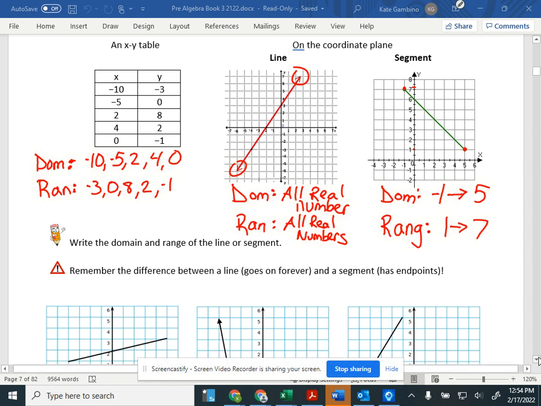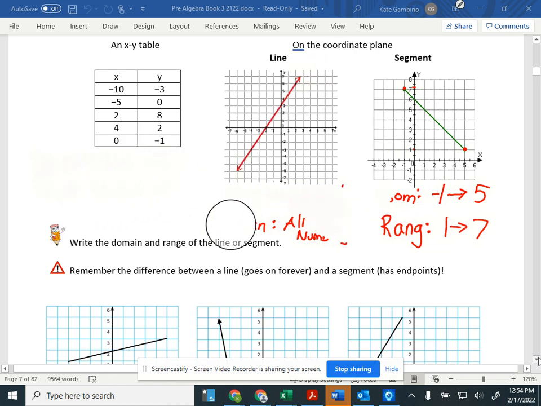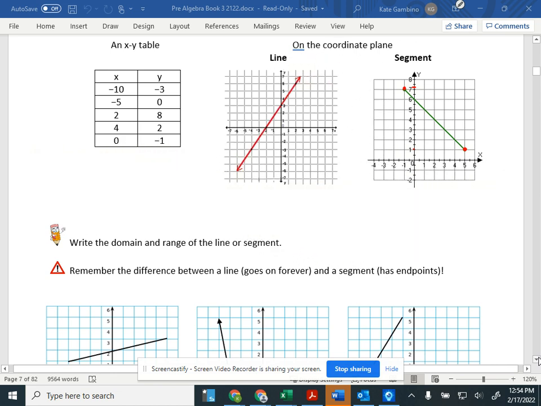Make sense? Yeah. All right. Let's scroll up. Yeah, I'll get it.